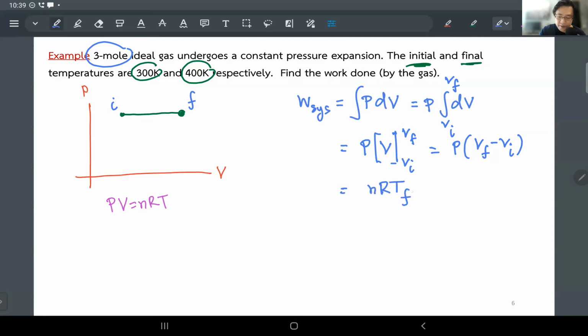You guys with me? Subtract out nRT initial point. Nice. And that's it. nR is pretty much constant, so I can pull it out. It's 3 moles. R is R. Just leave it there. We can plug in numbers later. And it's just the T final minus T initial.